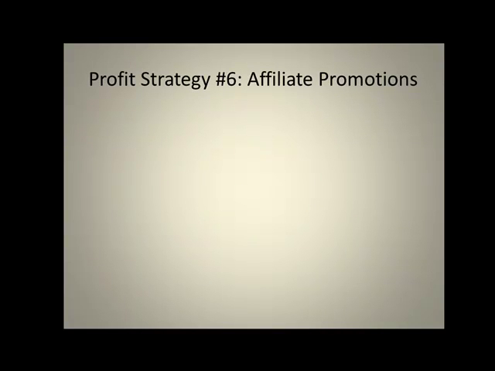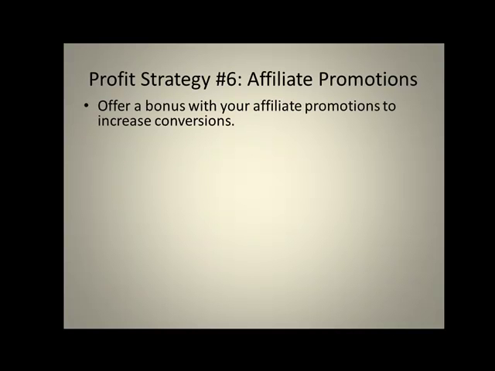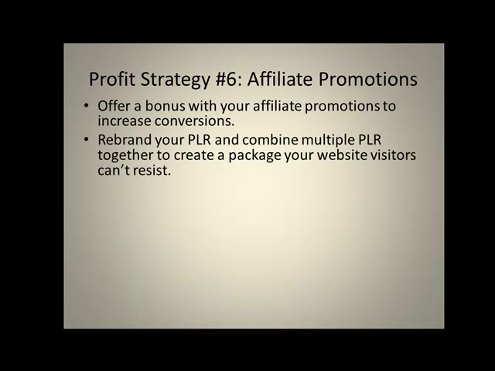Profit strategy number 6 is affiliate promotions. Offer a bonus with your affiliate promotions to increase conversions. This is a great way to take private label rights material. So the next time you're promoting something, even if you don't have an email list, this works great. If you're going to be promoting through a blog, you could just list out the bonus and the benefits they're going to get by investing in that bonus, and you could actually run affiliate promotions that way.